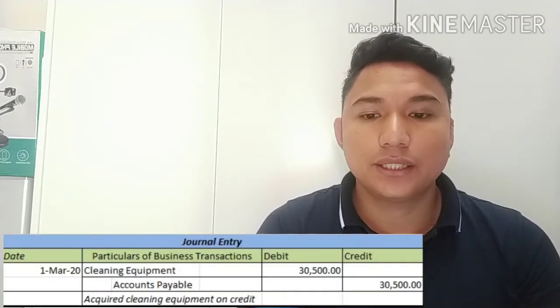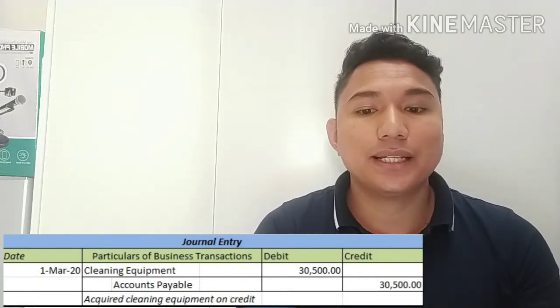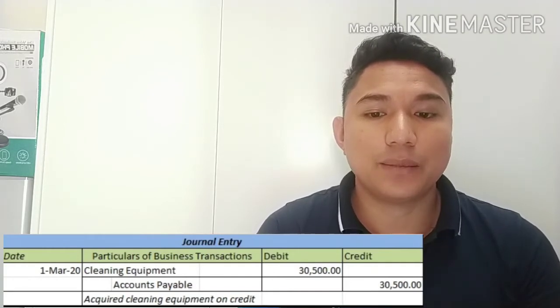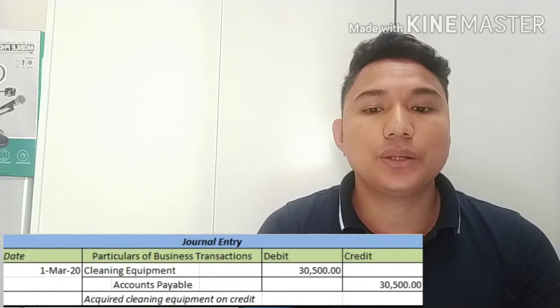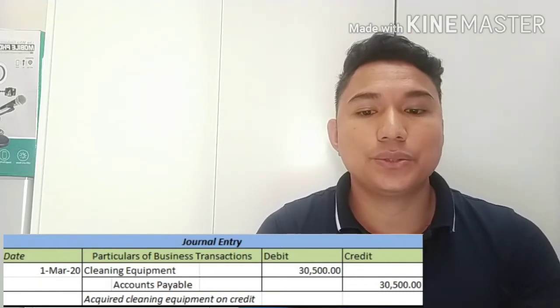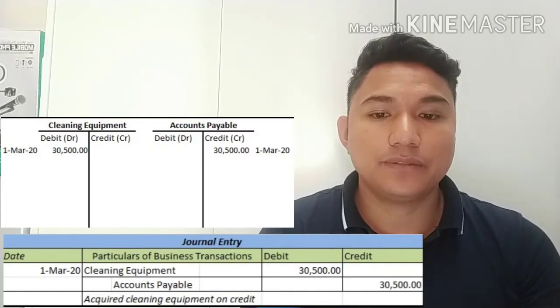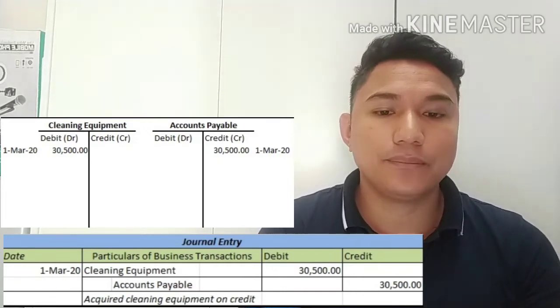Transaction number 2. On March 1st, 2020, we have an entry of cleaning equipment debit and credit accounts payable 30,500, because we acquired cleaning equipment on credit. So we will transfer this data into the ledger. We have to debit 30,500 cleaning equipment. Don't forget also to put the date.